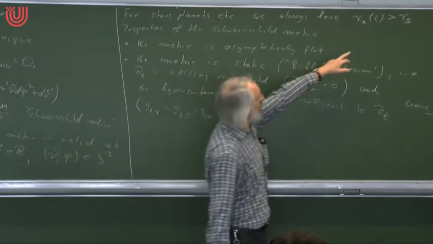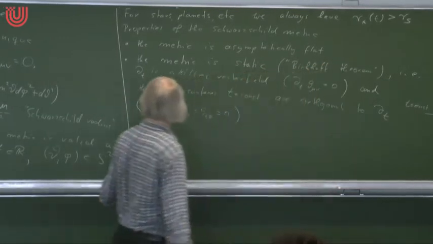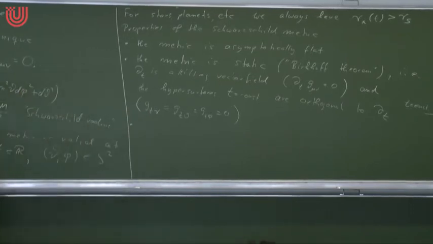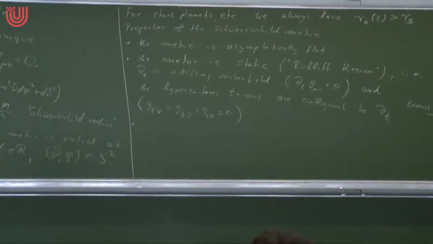So it's only static if this here is satisfied. Okay, this was the second property. Third property, let's talk a little bit about the interpretation of the coordinates.